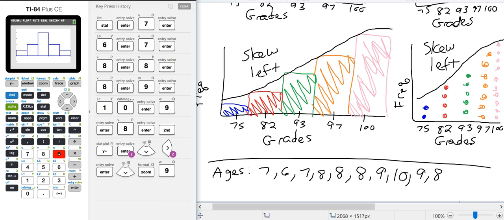And the calculator drew for us the histogram of what these data points look like. And notice that it looks normally distributed. We have a few values on the left, a few values on the right, and a lot of values in the middle. So this graph is normally distributed. Using the calculator is an easy way to determine whether a graph is normally distributed, skewed right, or skewed left.